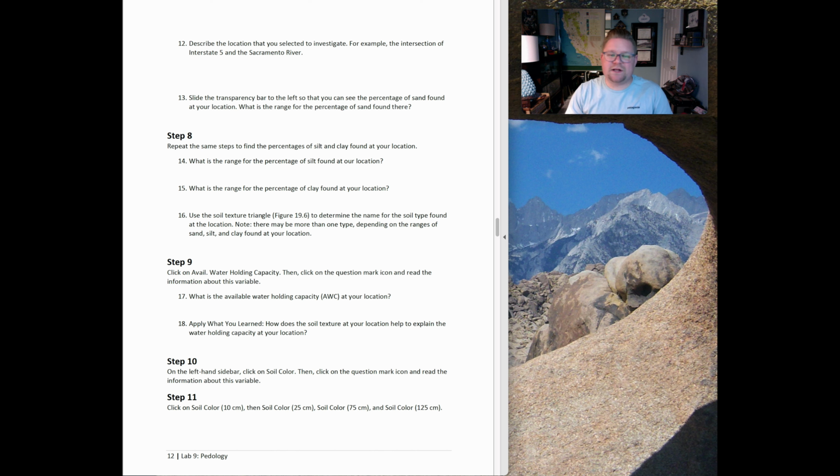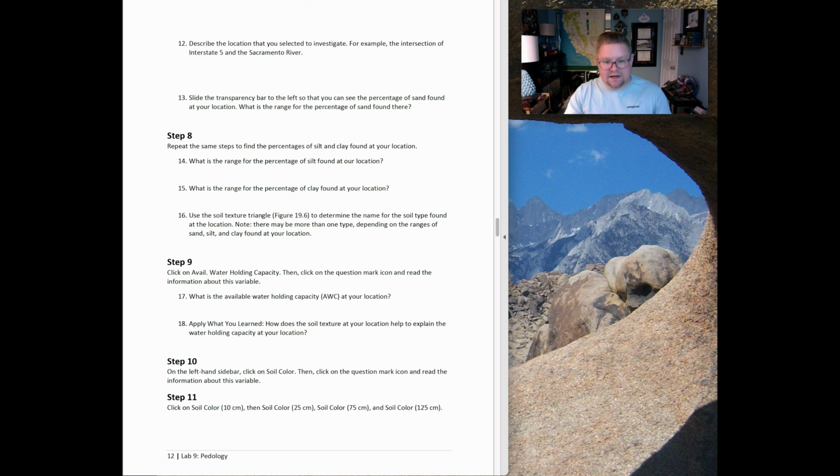Then slide the transparency bar to the left so you can see the percentage of sand found at your location. What is the range of sand found there? Then you move through step 8. Repeat the same steps. Now do silt and clay. And then step 9, click on Avail Water Holding Capacity. Then click on the question mark icon and read the information about that variable.